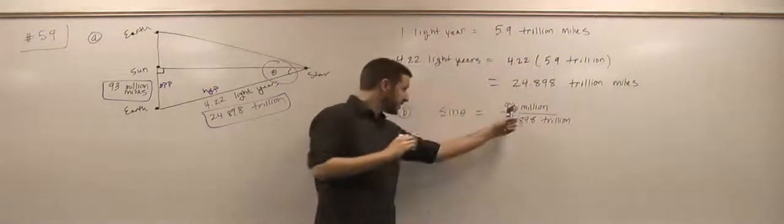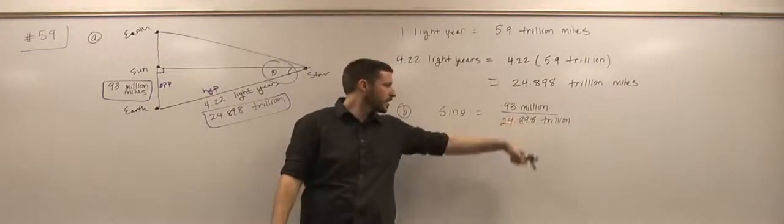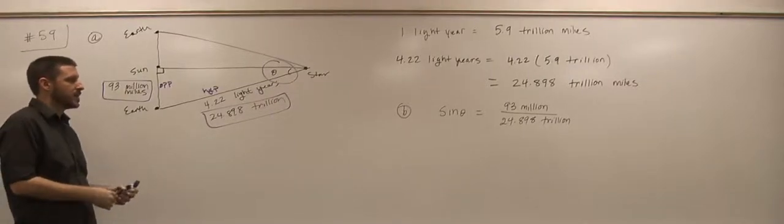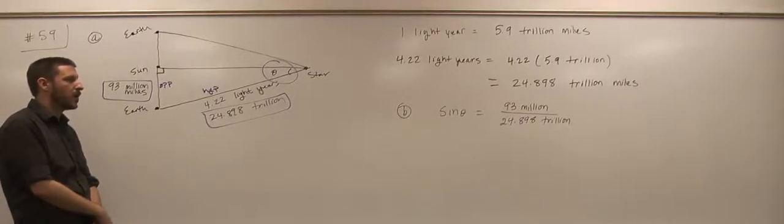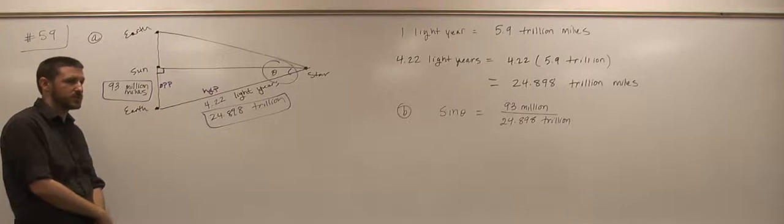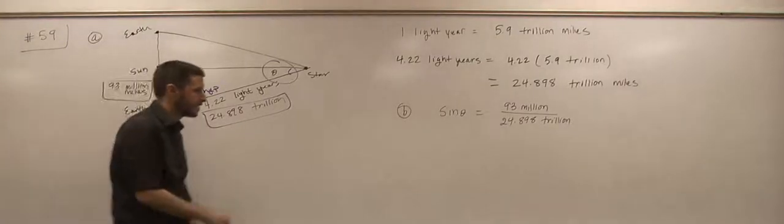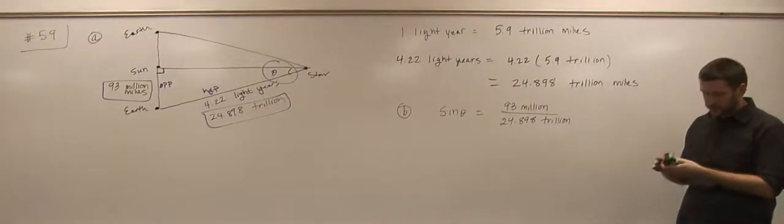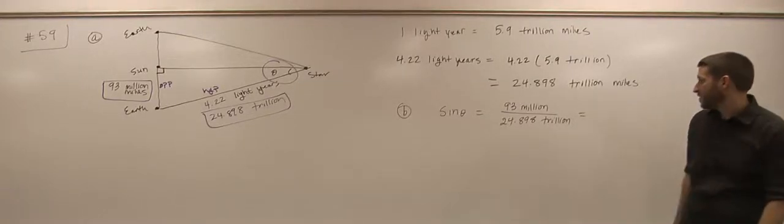Unfortunately, these aren't in the same units right now. 93 million over 24.898 trillion isn't going to be what I actually want to divide. I mean, 93 over 24.898 isn't what I actually want to divide. So I either want to write out all the zeros here, or I want to convert them both to millions or both to trillions. So what do you guys want to do? Do you know how many millions are in a trillion?